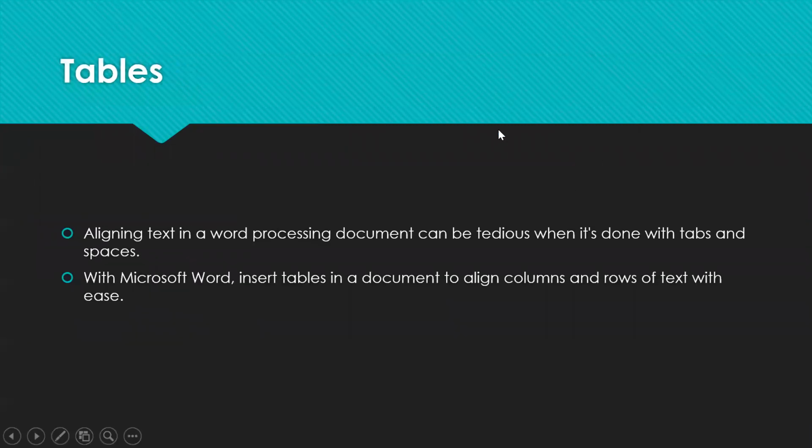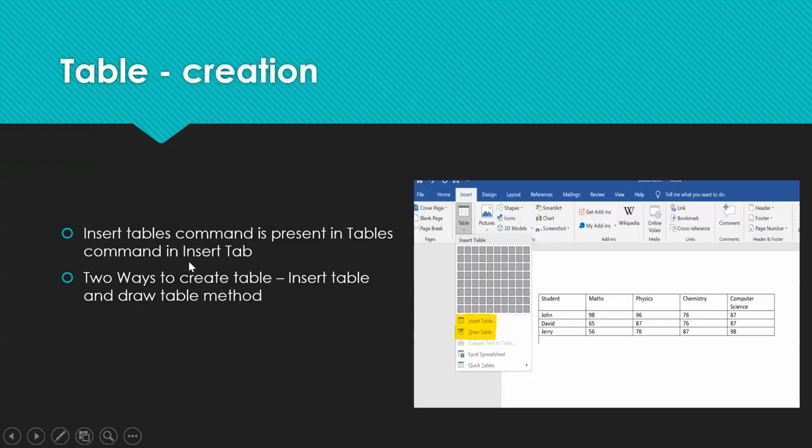So let's continue. Let's talk about how to create tables. What are tables? Aligning text in a word processing document can be tedious when it's done with tabs and spaces. So Microsoft Word inserts tables in a document to align columns and rows of text with ease. Let's say if you want to create a structure, it could be very hard with ordinary tabs and ordinary spacing. So instead of this, you can use tables to align your content. Okay, so let's see those examples.